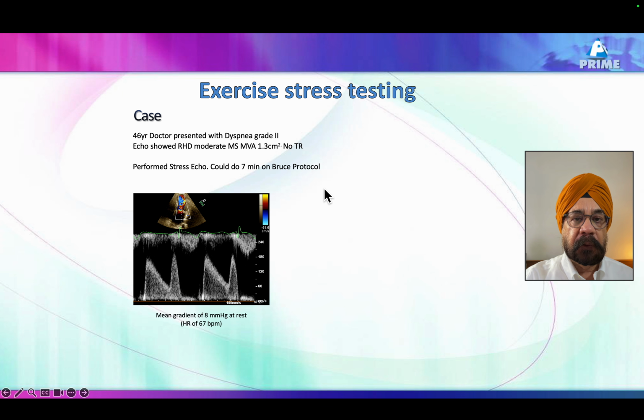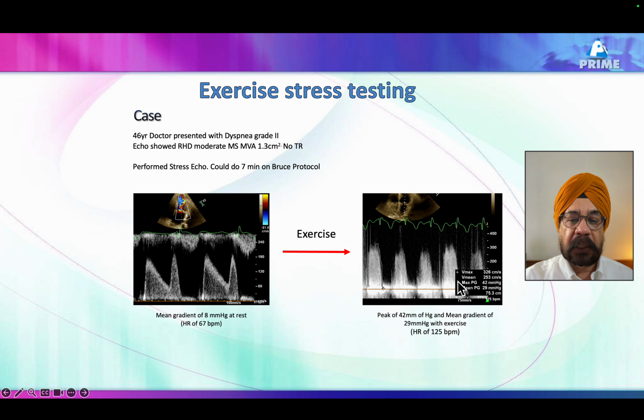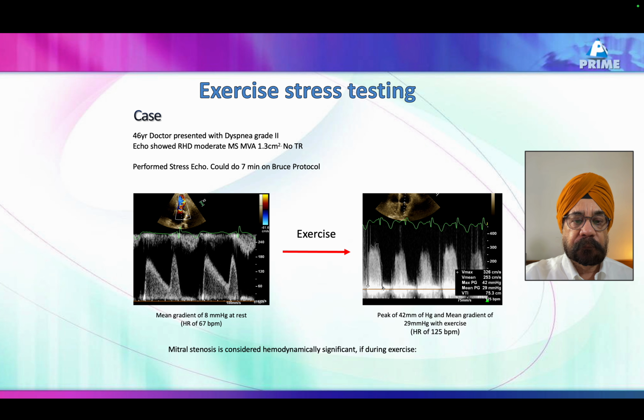He could only do exercise up to 7 minutes on the Bruce protocol, and after exercise you look at the gradient, which has gone up to more than 40 and 29. A gradient of more than 30 here indicates a severe mitral stenosis, and this doctor went for the balloon mitral valvuloplasty and his symptoms of dyspnea on exertion abated.